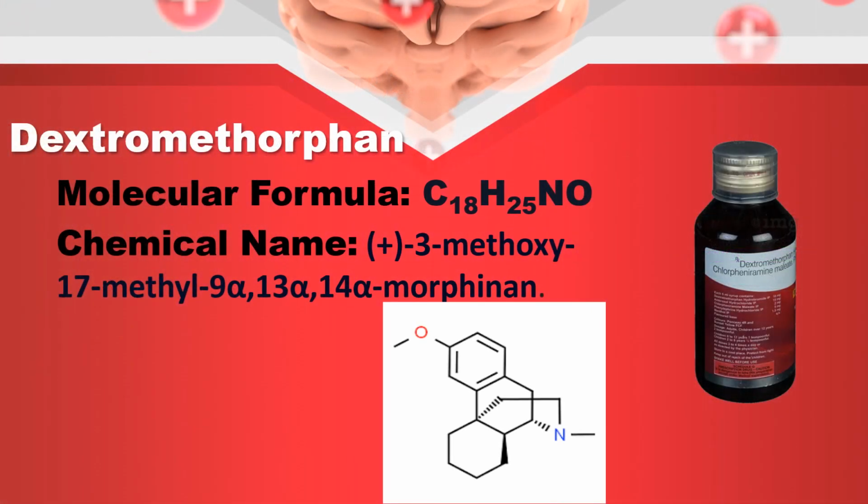The next antitussive, dextromethorphan. The molecular formula is C18H25NO. The chemical name is 3-methoxy-17-methyl-9α,13α,14α-morphinan.